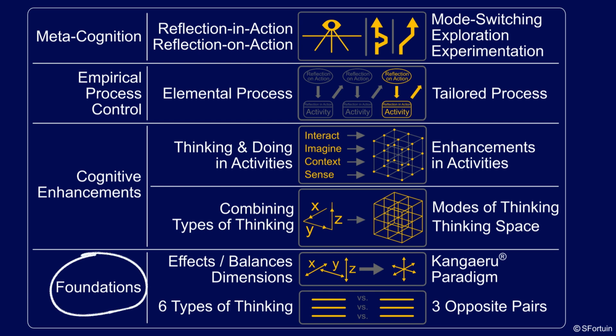At its foundation, there are 6 types of thinking in 3 opposite pairs. Each type of thinking has a different effect. Some have opposite effects. These form 3 balances. Each can be considered a different dimension. This creates a 3-dimensional structure.